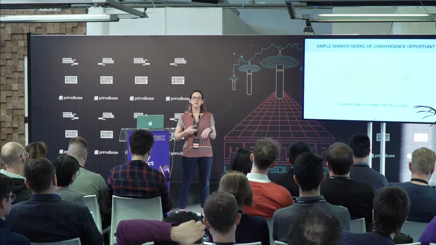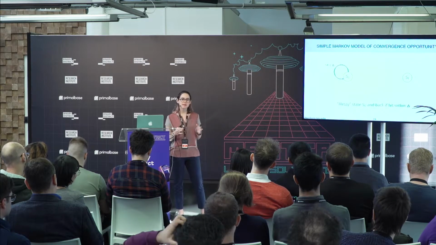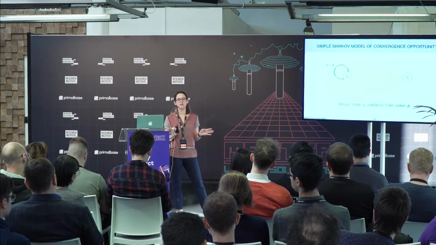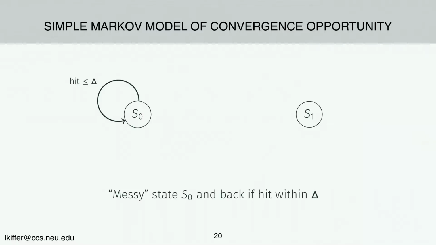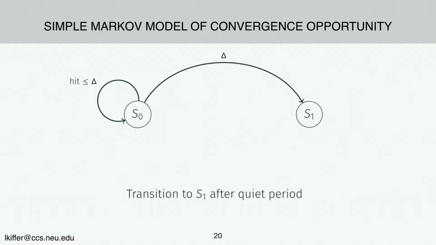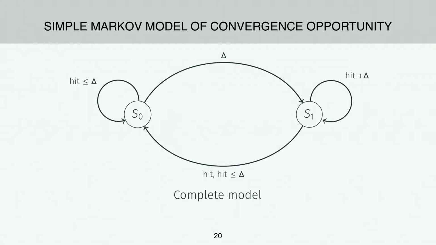State S0 is what we call the messy state. This is the state where you have no guarantee of consistency. Blocks are being found really close together. Again, the honest blocks are being found really close together. Everything I talk about is in relation to what the honest people are doing. And so to exit state S0, that's when you have those delta rounds of silence, those delta rounds where nobody mines. And so this is a chance where you might get a convergence opportunity.